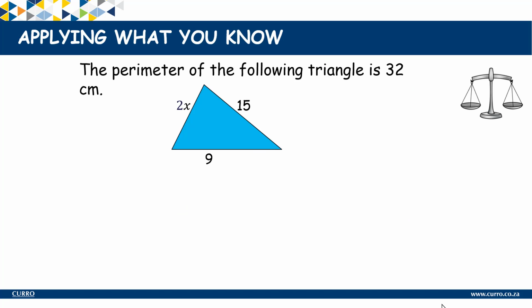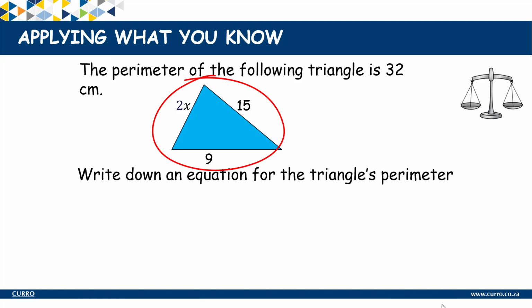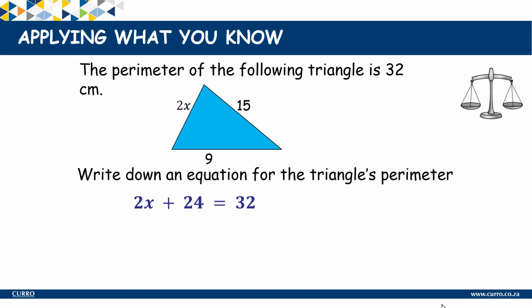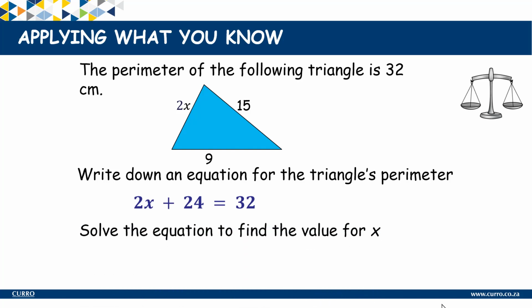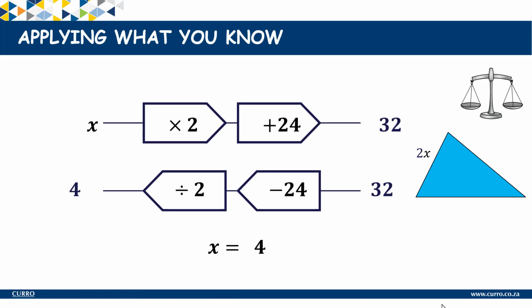Let's apply this. Let's go to Shapeland and revisit the triangles. The perimeter of the following triangle is 32 centimeters. What does the word perimeter mean? It's the distance around a shape. So we have to find the length of the unknown side, which is 2x. So we first write down an equation. We know that if we add all the sides, it will give us the perimeter. So 2x plus 15 plus 9, which is 2x plus 24, is 32. So we use a flow diagram to solve this. We times by 2 plus 24 is 32. So we undo by subtracting 24 and then dividing by 2. So x is 4. This means that 2x is 8. Therefore, the missing side is 8.